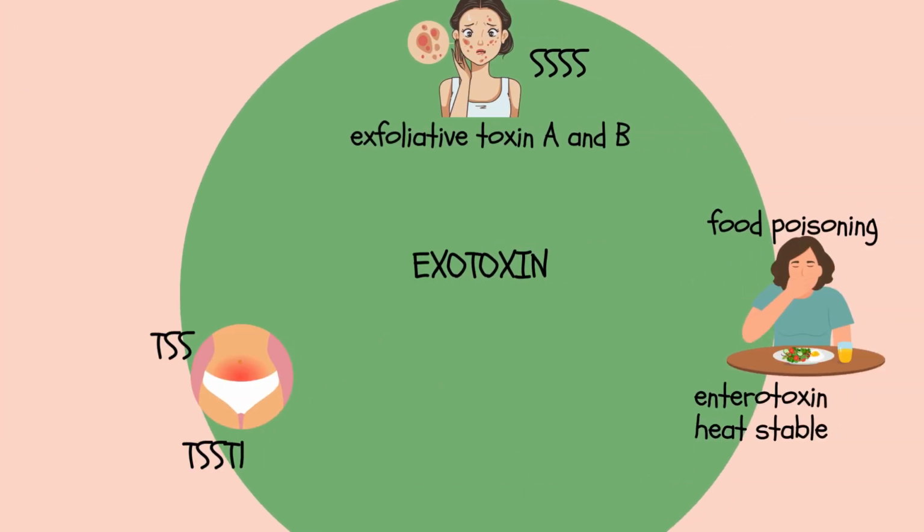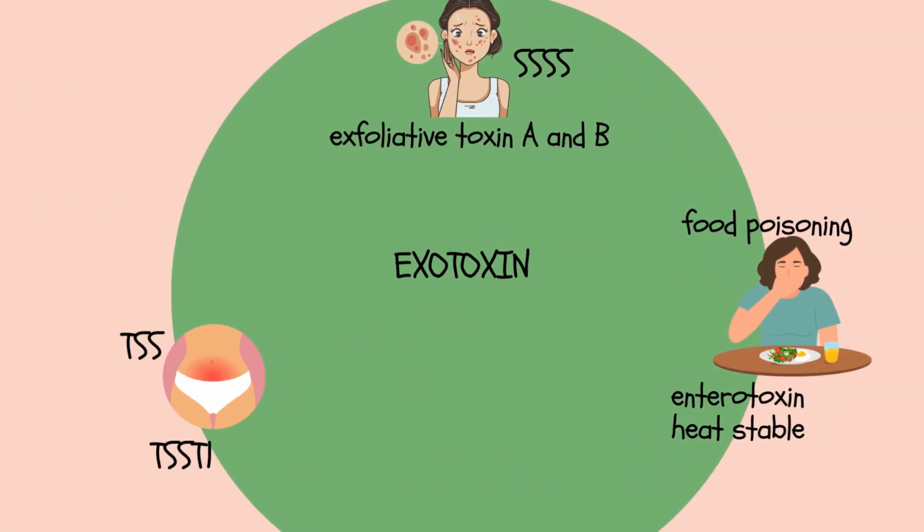And it can cause some toxin-related infections. So, it can produce exfoliative toxin A and B, which cause staphylococcal scalded skin syndrome, that is SSSS. It can cause toxic shock syndrome by the toxic shock syndrome toxin 1, TSST-1. It can cause food poisoning by the enterotoxin, which is heat stable, and there is a history of food intake, and within 24 hours the patient presents with severe vomiting. That is the staphylococcal enterotoxin food poisoning.